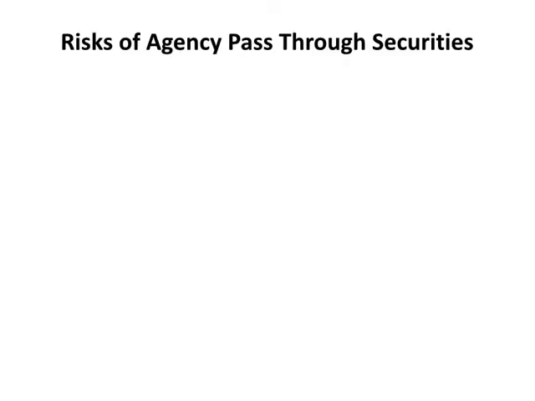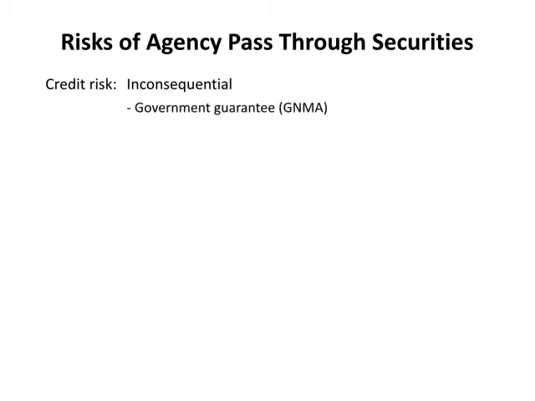What about the risks of agency pass-through securities? Let's focus on the risks that are either unique to or are particularly salient with regard to understanding the investment characteristics of agency pass-through securities. First, credit risk. Credit risk is inconsequential when evaluating agency pass-throughs. That's due to both the agency underwriting guidelines that require loans satisfy certain standards, and perhaps even more importantly, the guarantees. Ginnie Mae securities are guaranteed by the full faith and credit of the U.S. government. Fannie Mae and Freddie Mac securities are backed by the issuing agency.